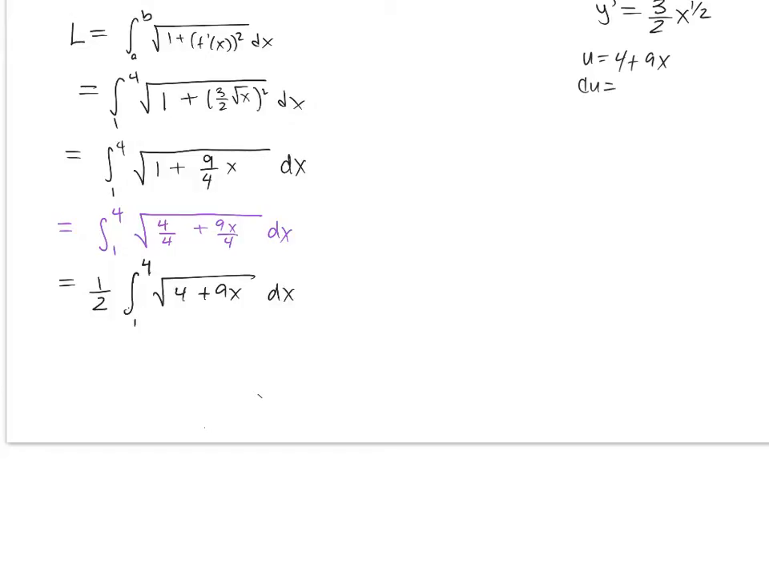Du is 9 dx, yep. And if x equals 1, what's u? I think 13, is it 13? Yeah. If x is equal to 4, u is equal to 40. Okay. It didn't necessarily get nice. So it's not going to be nice. 1/9 integral 13 to 40 u to the 1/2 du.